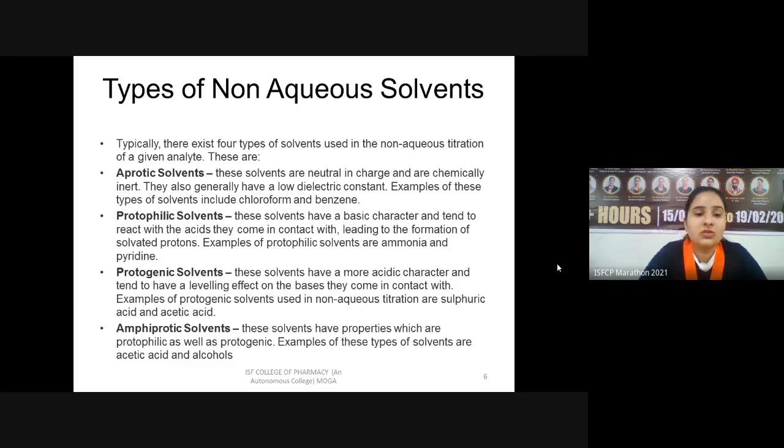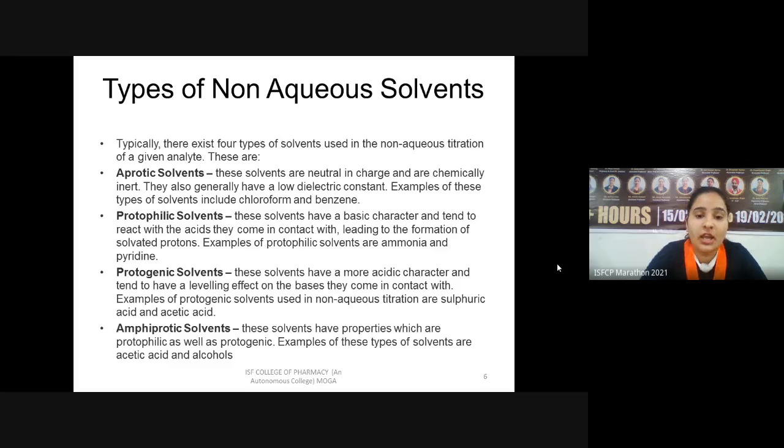So in protogenic solvents, because of their high acidic character, they tend to have a leveling effect. It means that all the bases, be it a weak base or a strong base, are going to accept the proton which is released by the protogenic solvents, and hence we can say that they are on the same level. Protogenic solvents are known as leveling solvents because they keep all the bases on the same level, be it a weak base or a strong base.